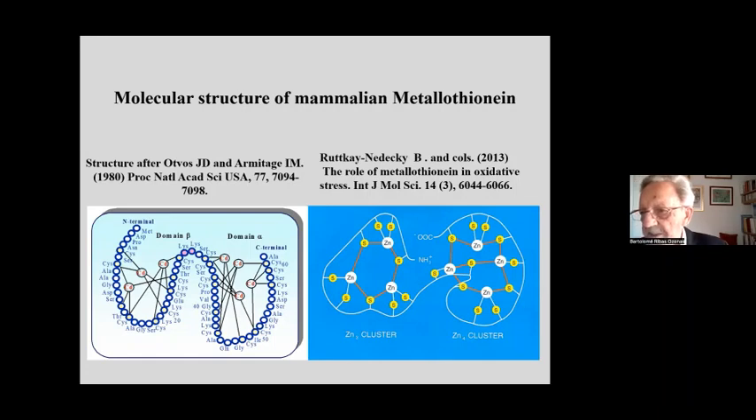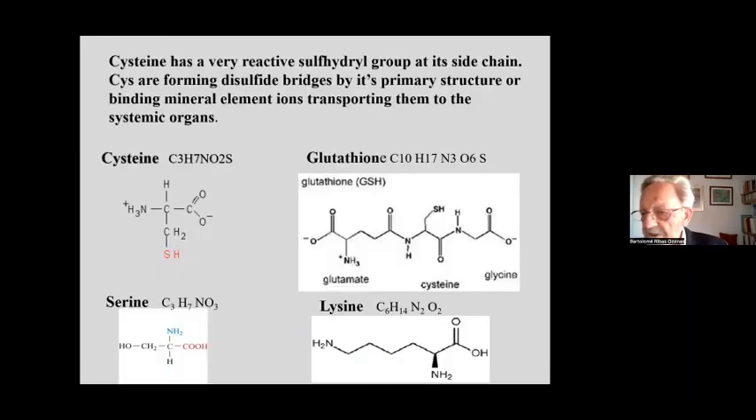active groups. In the next figure, we see the molecular structure of cysteine, glutathione, serine, and lysine, similar amino acids, reducer amino acids containing SH groups, which are very reactive sulfur groups in their molecular structure. Cysteine forms disulfide bridges on mineral element ions, binding and transporting them to the systemic organs. Glutathione is also an active redox agent to maintain the reduced environment of the cell.